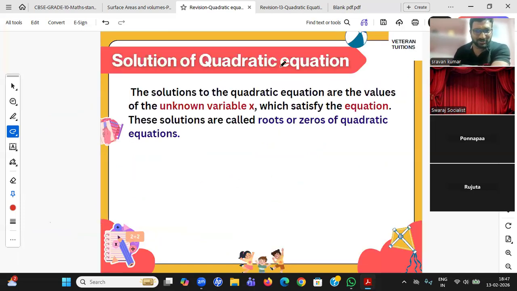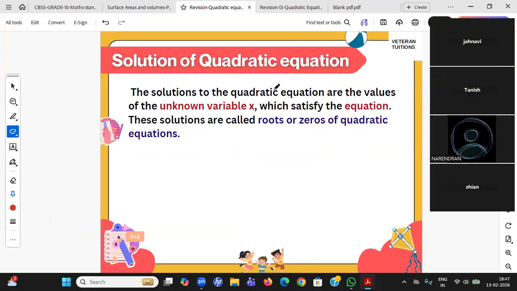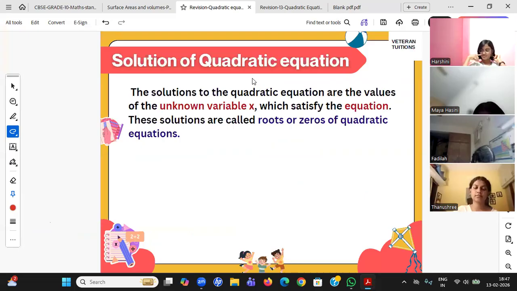Okay. Solution of a quadratic equation. Yeah, student. Then we went to the solution of a quadratic equation. Till now, we were learning what is a quadratic equation. Now, solution. What is a solution, student? First of all, you need to know what is a quadratic equation.